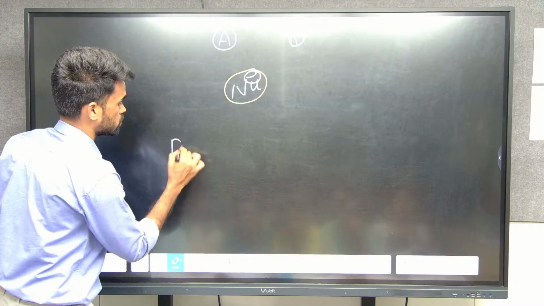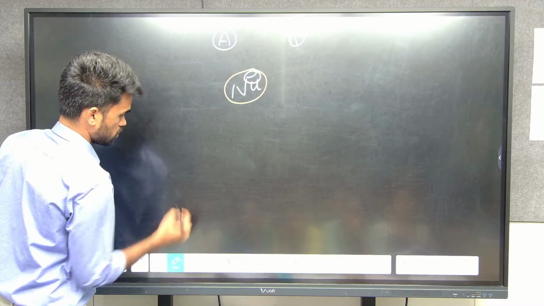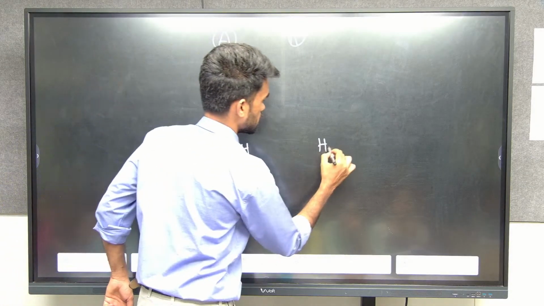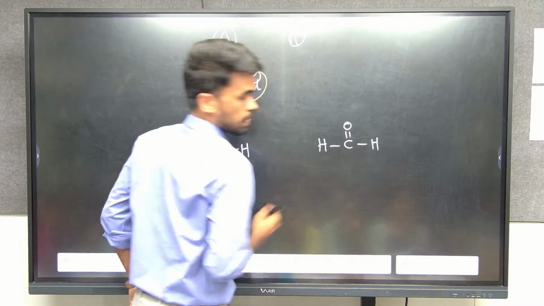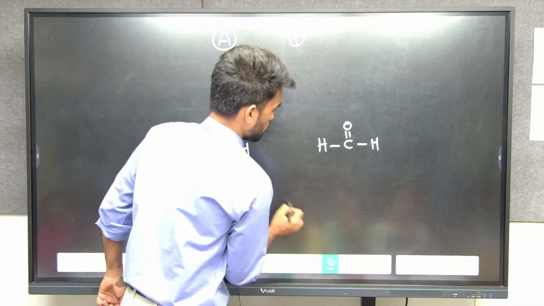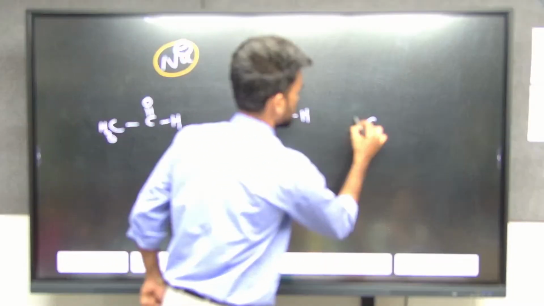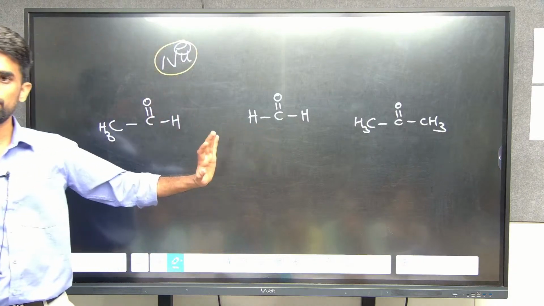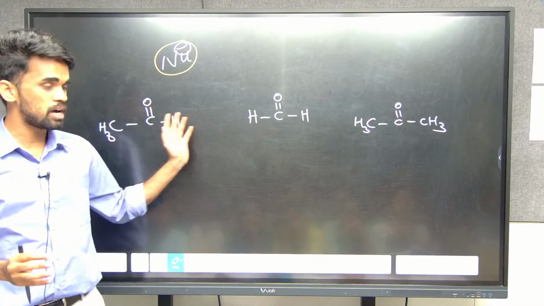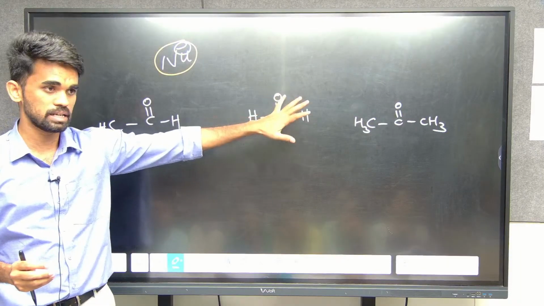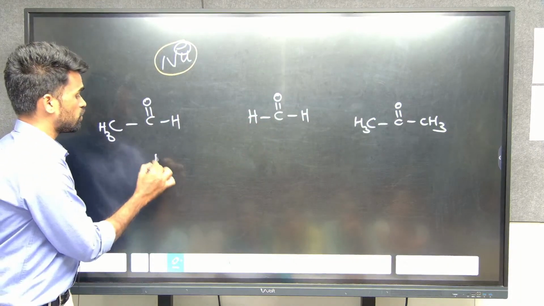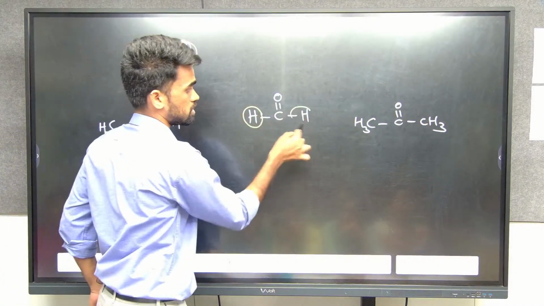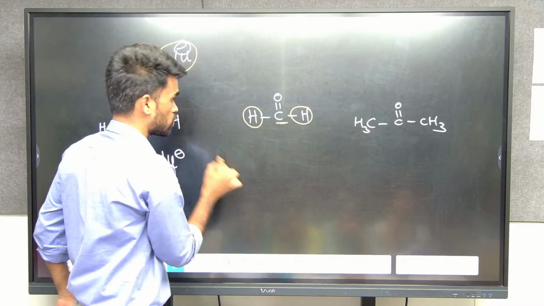I am writing two compounds, CH3COH and HCOH. If you want, I will also insert CH3COCH3. So tell me, are all three electrophilic centers or not? All three compounds are electron deficient. But where will the nucleophile add easily? B. Why? Because there are only hydrogens. So this is more electron deficient, so nucleophilic addition is easy.